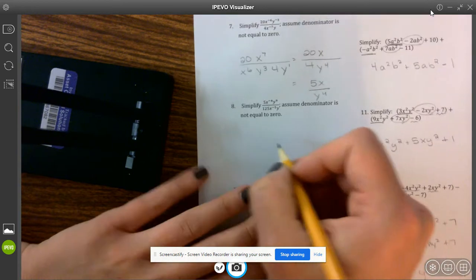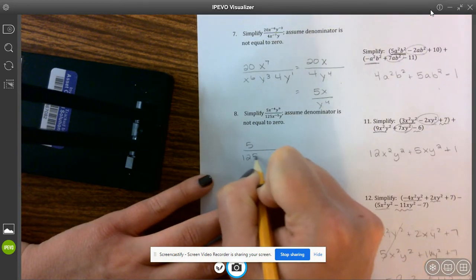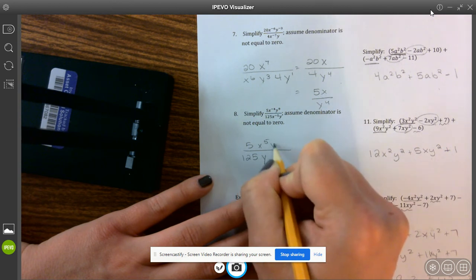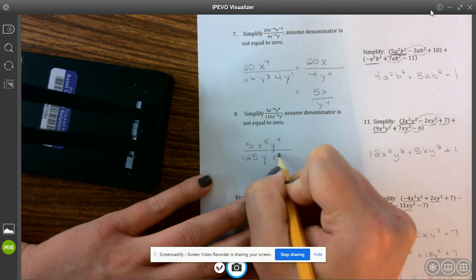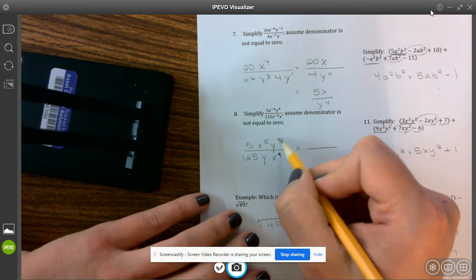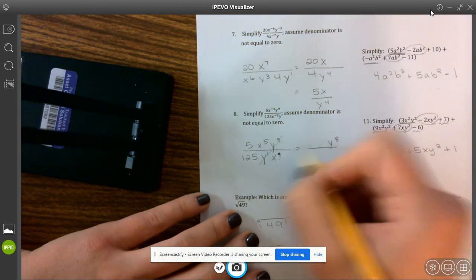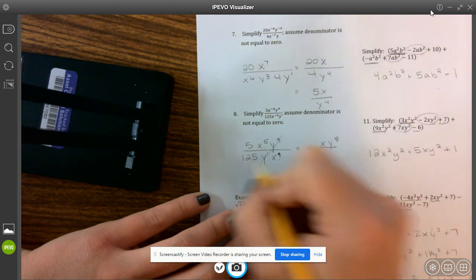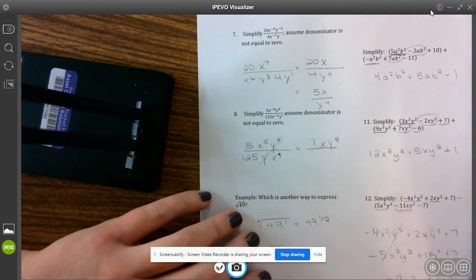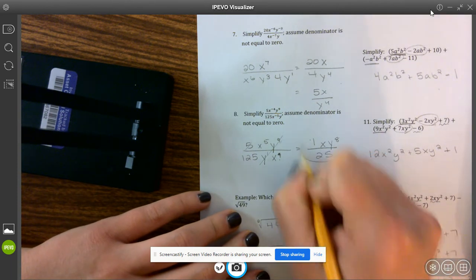All right, number 8, 5, 125, they both stay. But the negative needs to go, the positive stays, and the negative needs to go. So this is going to become y to the 8th. This is going to become x to the 1st. 5 goes into itself once. 5 goes into 125, 25 times.